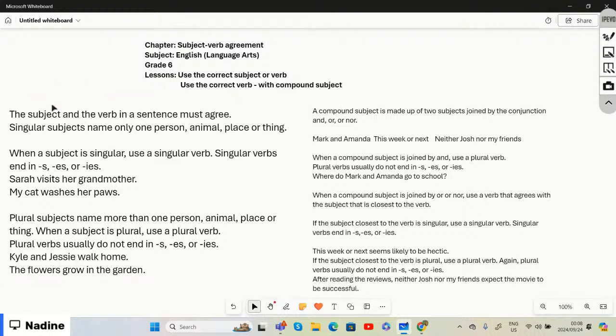So once again, the subject, which tells us either the person, animal, place, or thing that is doing something, needs to agree with the verb, which is the action that tells us what the person, animal, or thing is doing.